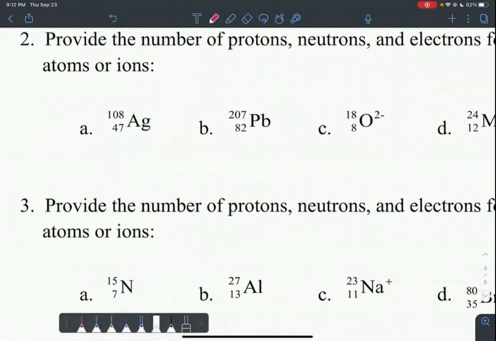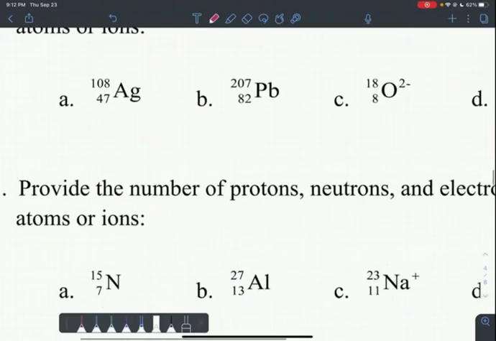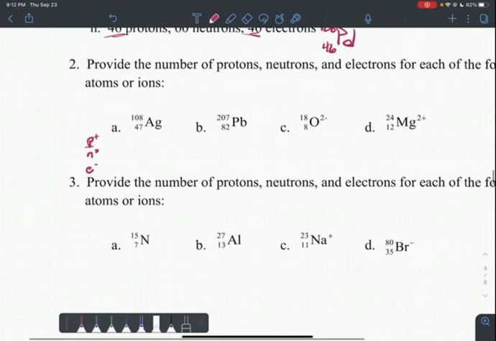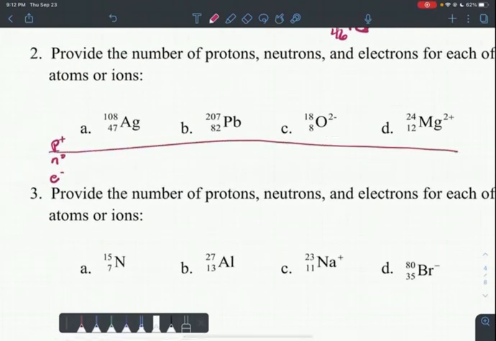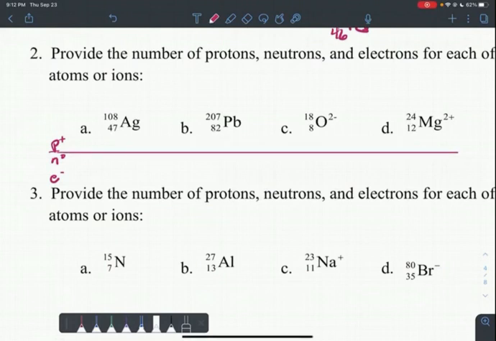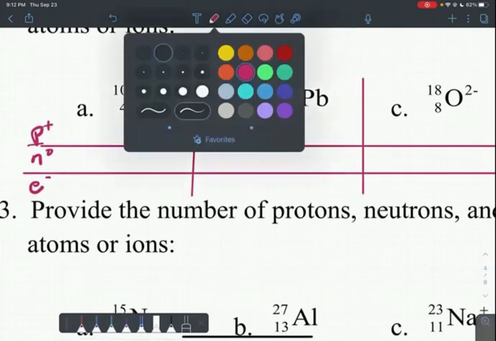Okay, provide the numbers of protons, neutrons, and electrons for each of the following atoms or ions. So we'll just do a little table. Protons, neutrons, electrons, right? And I'll just draw, see if I can do this for all of them at once. D. And then we'll just kind of fill it in, right? Okay, I'm gonna pick a different color, make it a little easier.